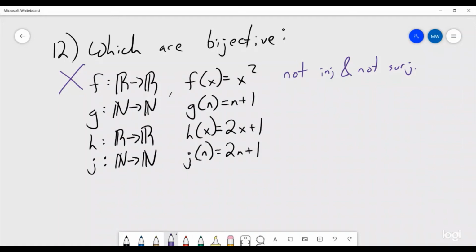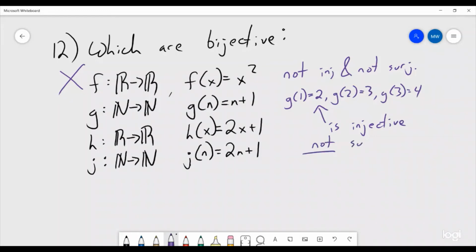Well. Okay. So let's look to see where different things go to in these different functions. So g of 1 is 2. The next natural is g of 2. Well, that's going to give us 3. G of 3, well, that gives us 4. So g is injective, but it is not surjective. The reason why? Well, we can't get 1 as an output. So G is not surjective, so it is not going to be a bijection.